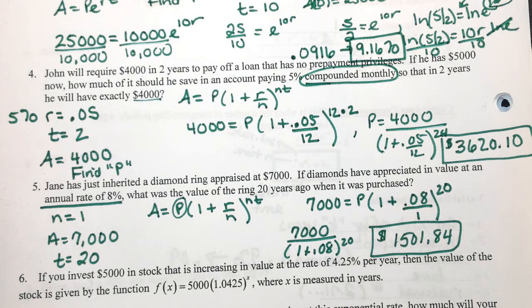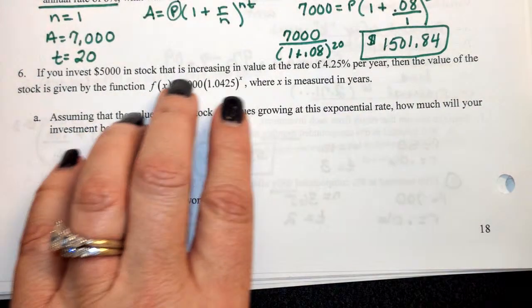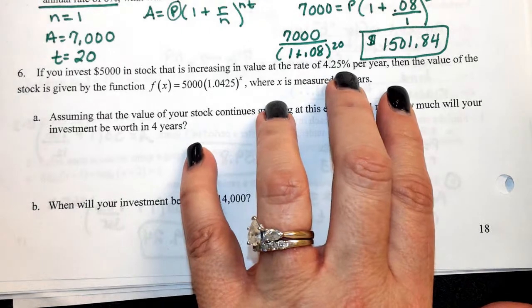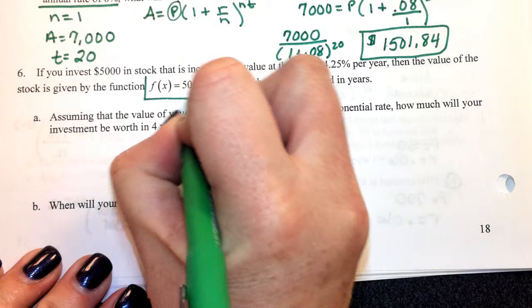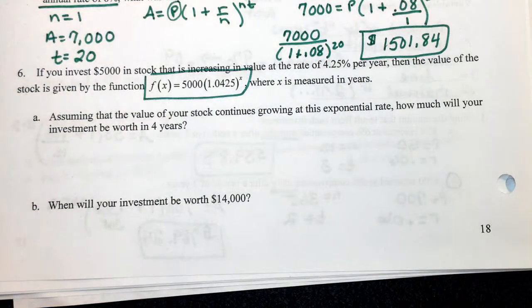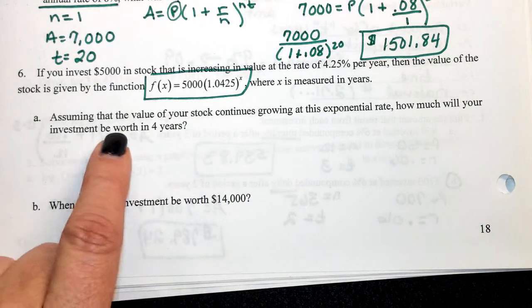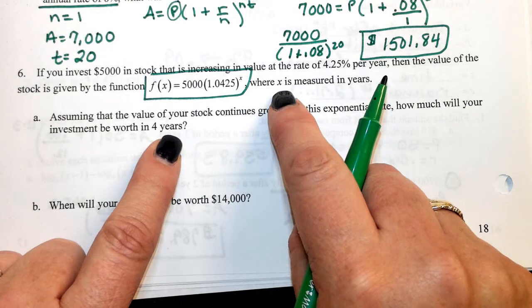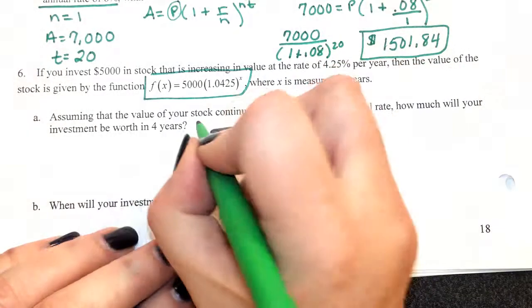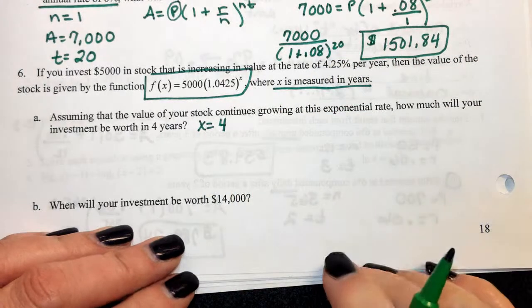All right? So sometimes they may give you a different formula. Again, we're investing $5,000 that's increasing at a rate of 4.25% a year. Then the value of the stock is given by a function. So they're giving us a completely different function, not one of the interest formulas. Assuming that the value of the stock continues to grow at this exponential rate, how much will your investment be worth in 4 years? So what do you think I'm going to plug in for X into this formula? I'm simply going to plug in a what? So X is equal to what? 4. Because they're telling you that X is measured in years.